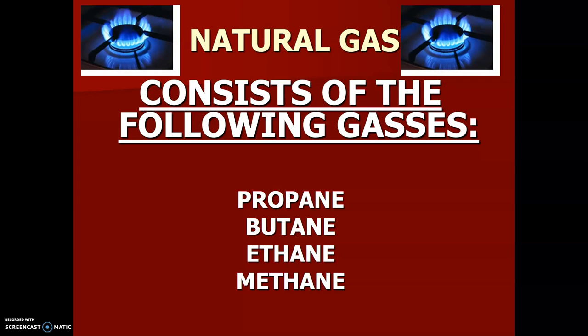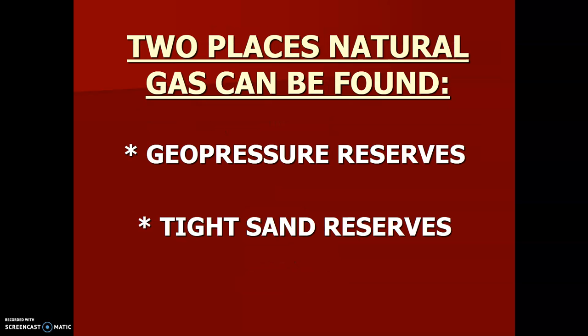Now, natural gas, probably one that's really taking control of fossil fuels, moving up in the world. It consists of the following gases. If you were to break down natural gas: propane, which is the most abundant, butane, ethane, and methane. Now, there are 2 places we can find natural gas. One is geopressure reserves, also known as aquifers, and the other is tight sand reserves.